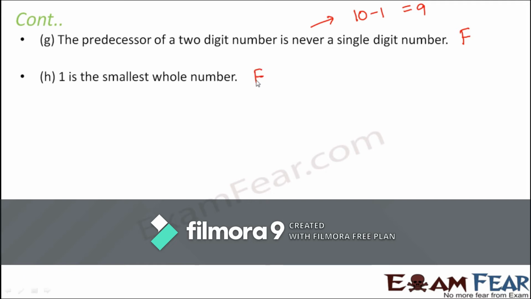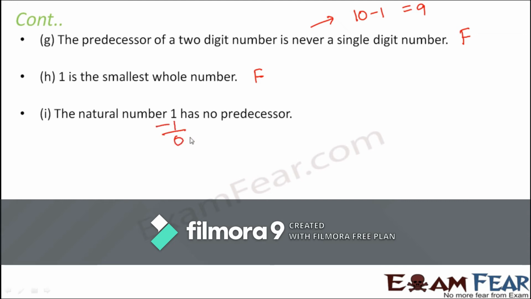1 is the smallest whole number. False, because 1 is not a whole number. It is a natural number. The natural number 1 has no predecessor. Of course it has, because if you subtract 1 from 1, what do you get? You get 0. So 0 is the predecessor of 1. The whole number 1 has no predecessor. What do you say about this?